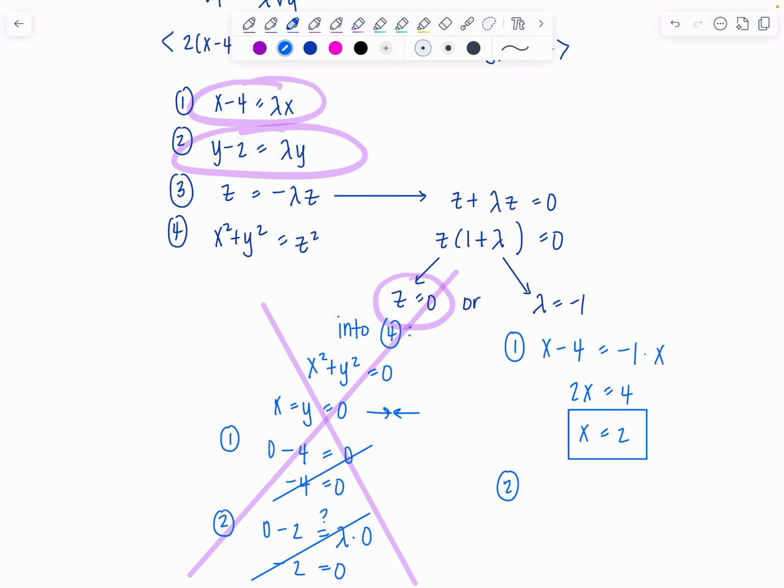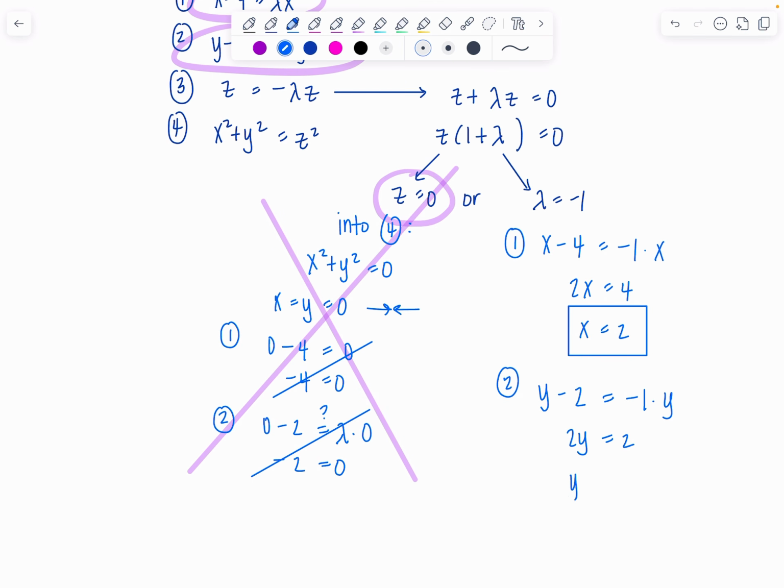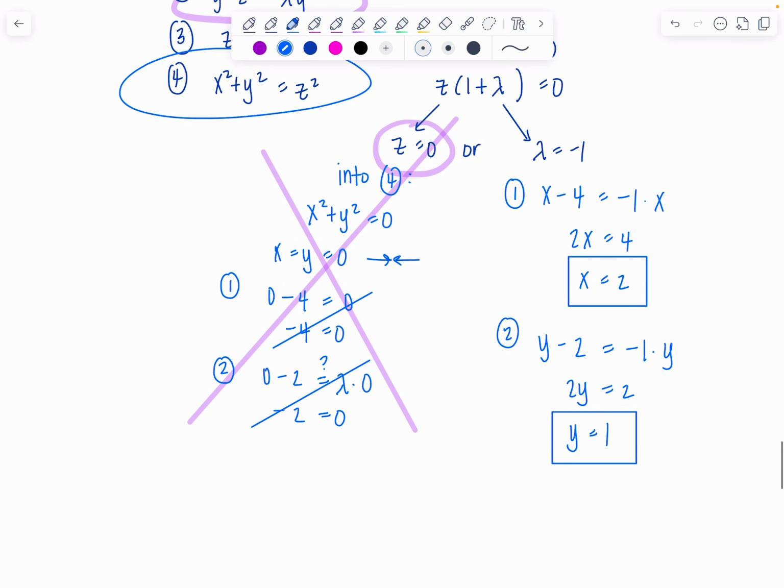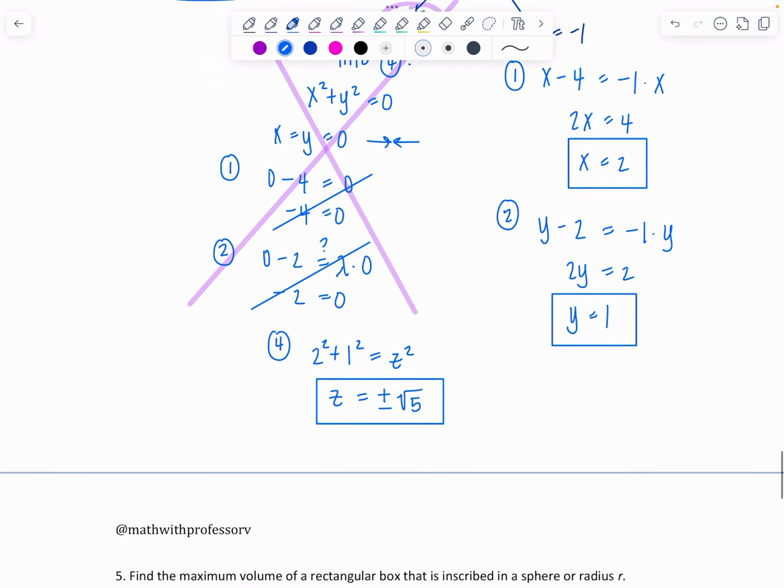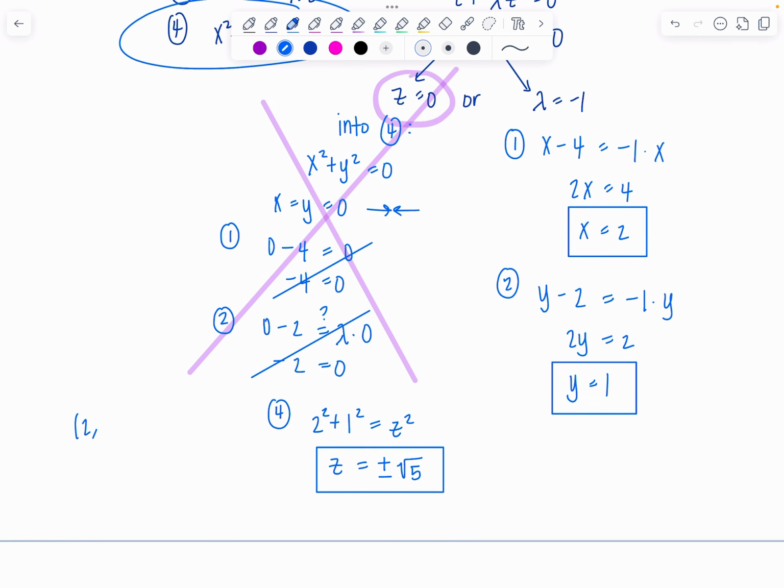And then from equation 2, y minus 2 equals negative 1 times y. 2y is 2. So y is 1. Yes? Perfect. And then how do I get z? Right here. x squared plus y squared is z squared. So we'll have 2 squared plus 1 squared is z squared. So z equals plus or minus root 5. So we actually get 2 points. The problem said find the points. So the points are (2, 1, plus or minus root 5).